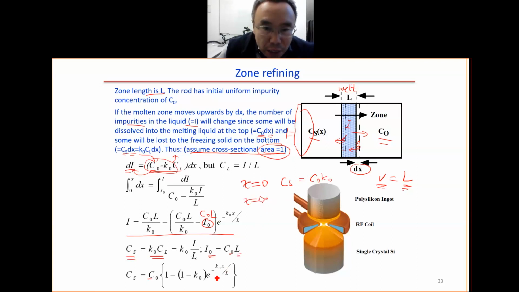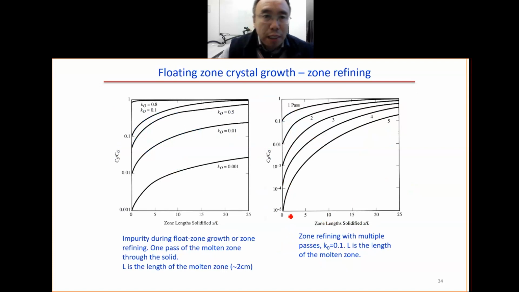Large number. So this term is very, very small. So we have Cs equal to C0. That means it approaches a certain value. So at the beginning, Cs is reduced by this factor here. At the very end, it approaches C0. So the curve will be something like this. You can see it here.